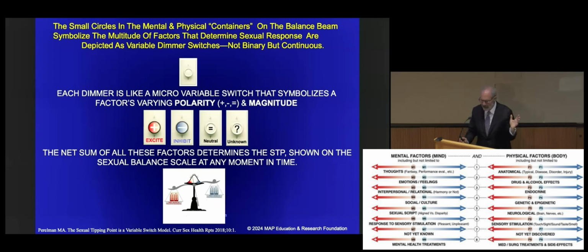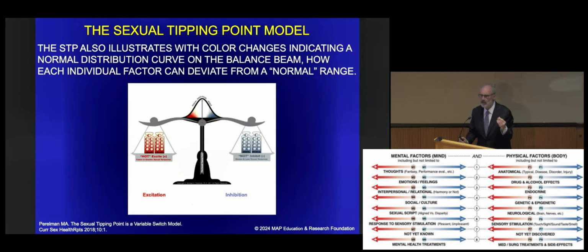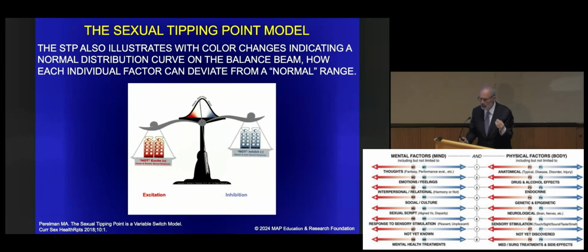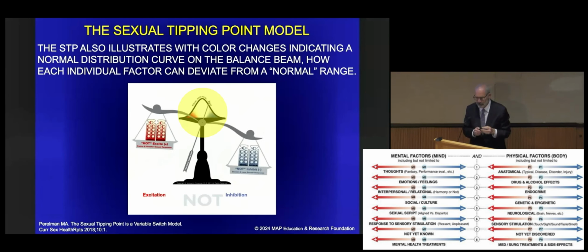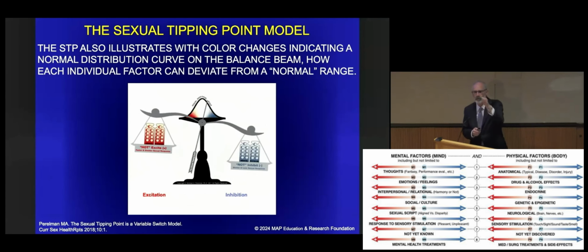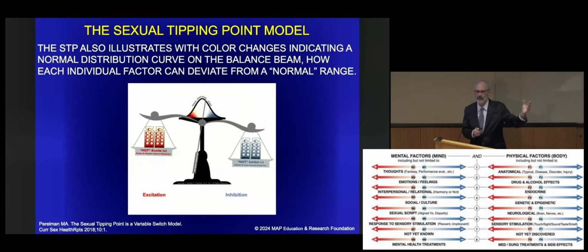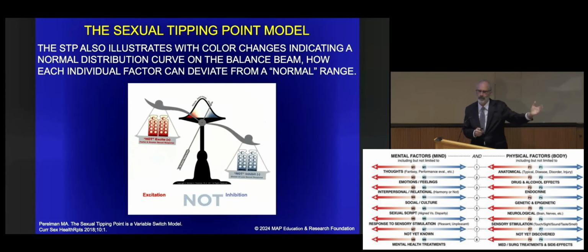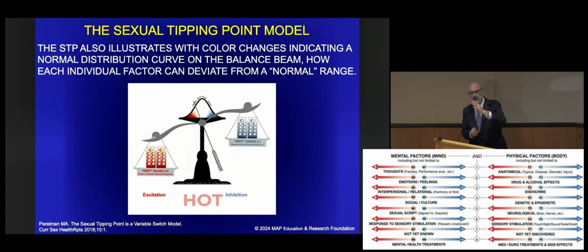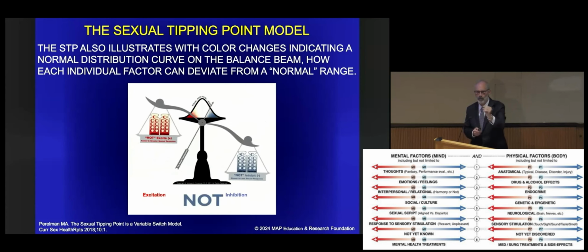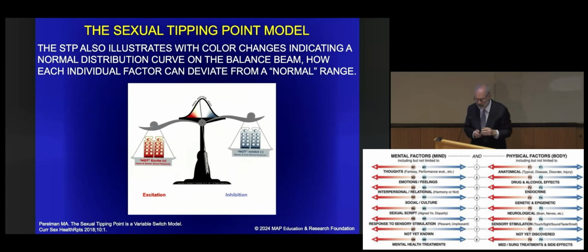The net sum of all these factors determine the STP, and it's shown on the sexual balance beam, again, at any moment in time. It also illustrates with color changes a normal distribution curve. So if you look at the backboard of that balance beam, you see I've put on it a normal distribution curve. So, 2 standard deviations away, it's like red, they're excited, they're turned on. You can go 3, they're really turned on. But the opposite can also be true. And every one of those factors would begin to move that in one direction or another at a given moment.